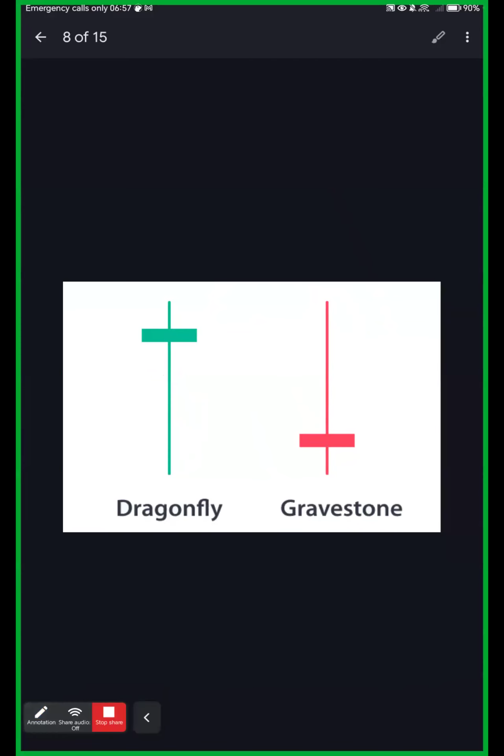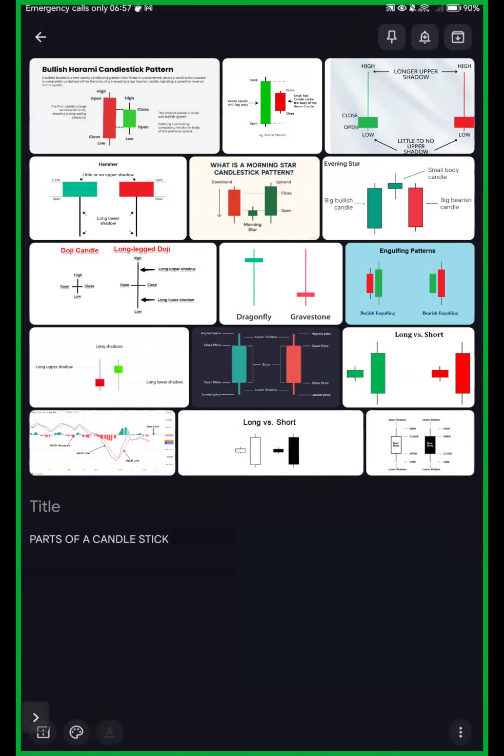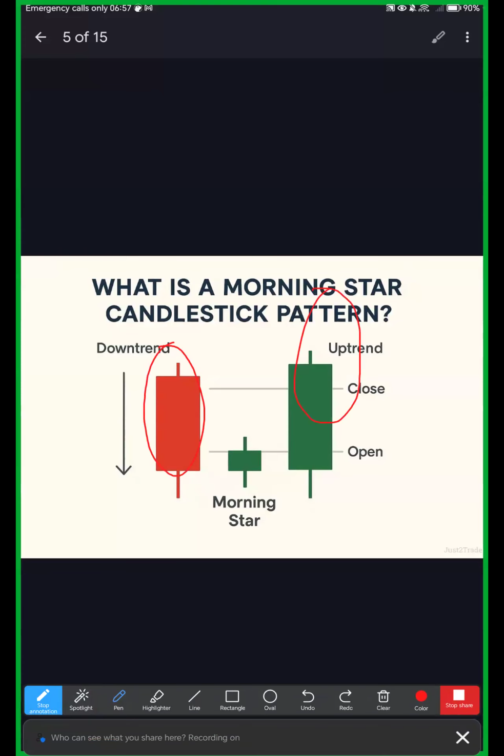Allow me to come and look at another chart pattern that we are going to look at today. So let's come and look at the morning star. So, ladies and gentlemen, probably I may begin by looking at the word morning star itself.